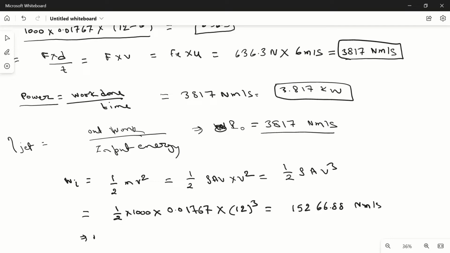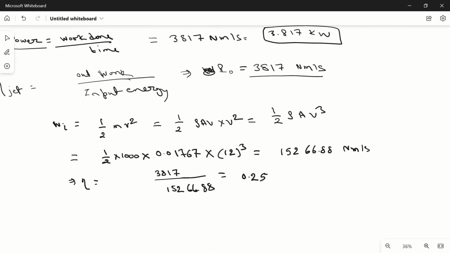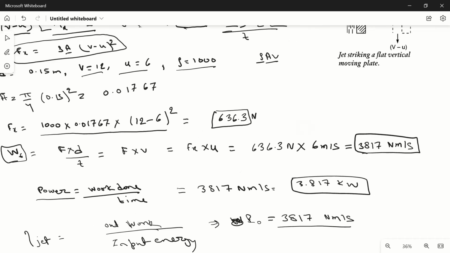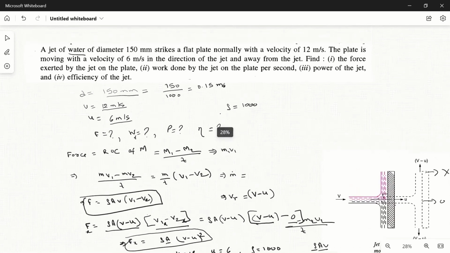So if you have to find efficiency, then you have to divide this value, output upon input: 3817 divided by 15,266.88. So you will get, if you divide 3817 divided by 15,266, then you will get 0.25. So efficiency of the jet is 0.25 or 25%. So we have gotten all the values which were asked in the question. I hope you understood how to find these values.